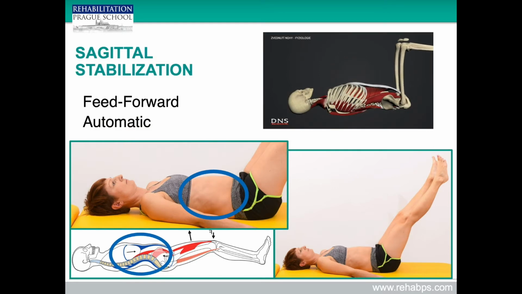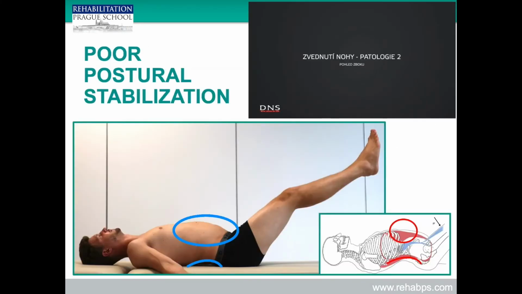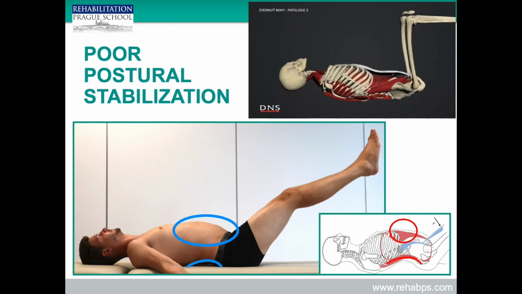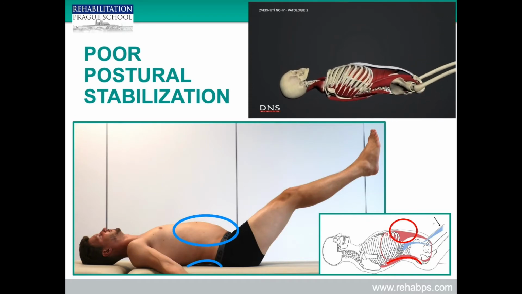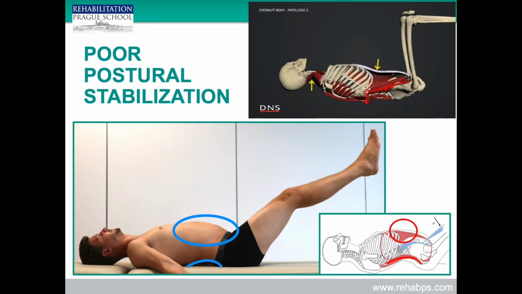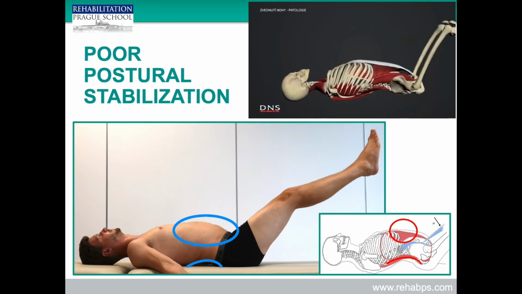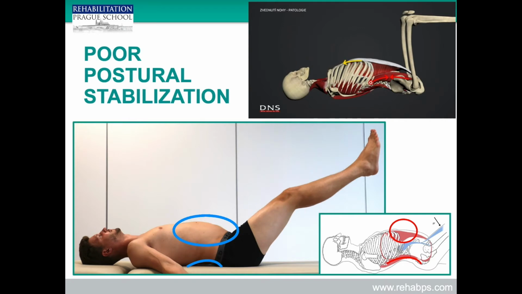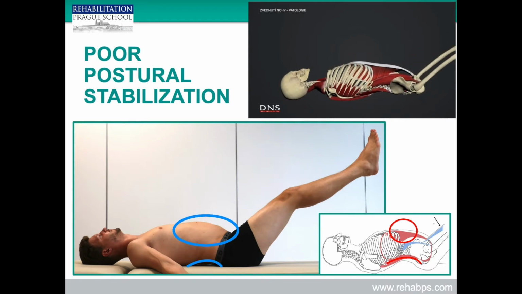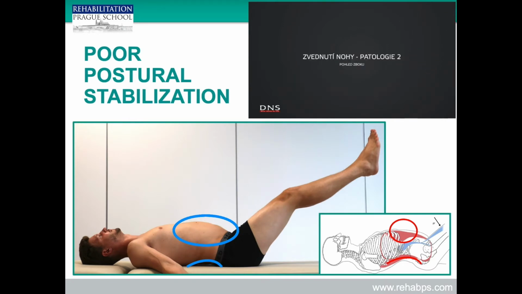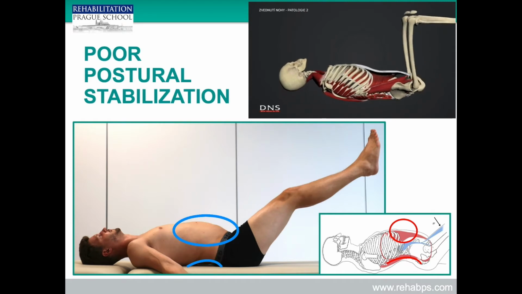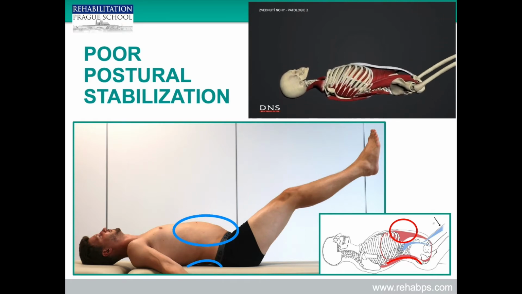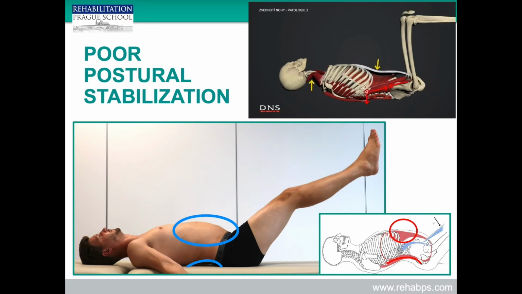This animation demonstrates how the core needs to stabilize and maintain the neutral spine during hip movement. When trunk stabilization fails, we can observe rib cage and pelvic instability, especially during movements resulting in lumbar and cervical spine compression and overload. Permanent suboptimal stabilization may result in repetitive strain injuries of joints, ligaments, and intervertebral discs.